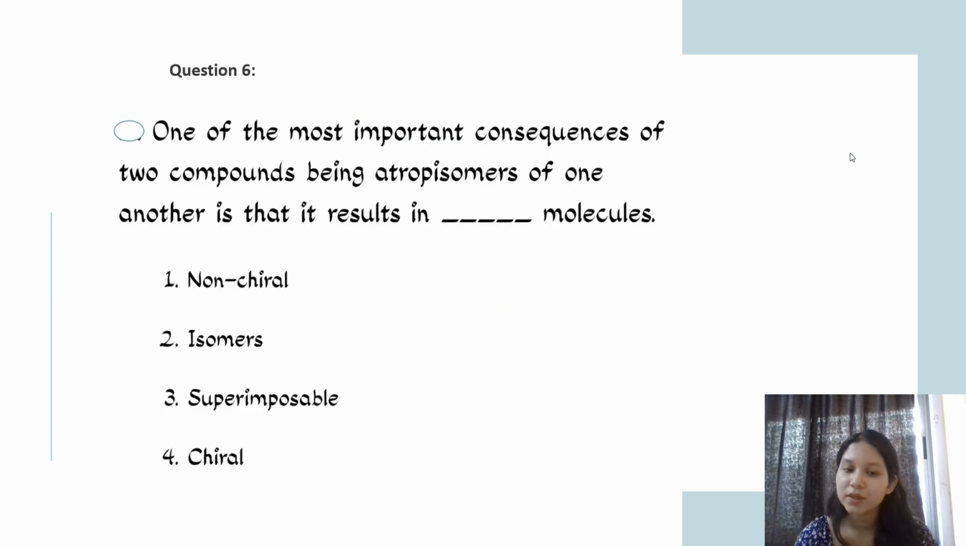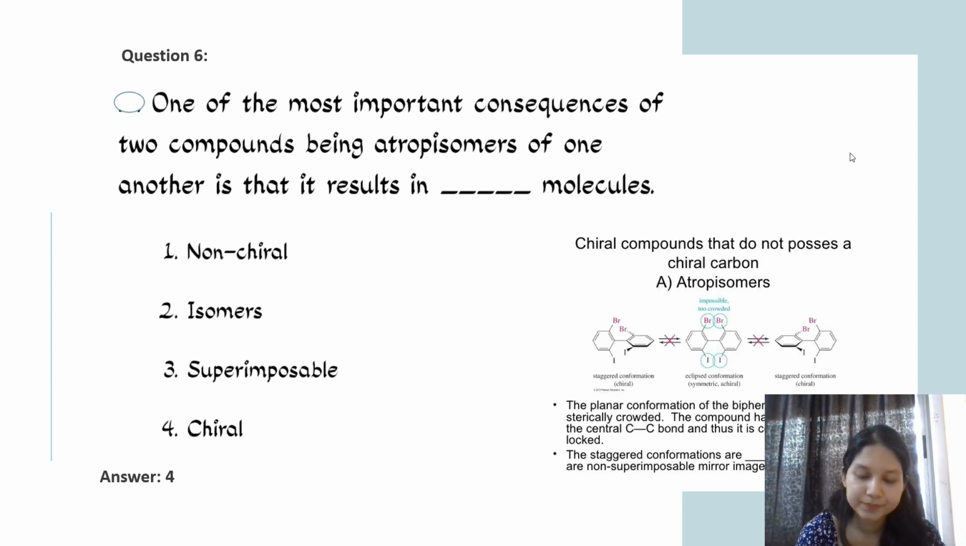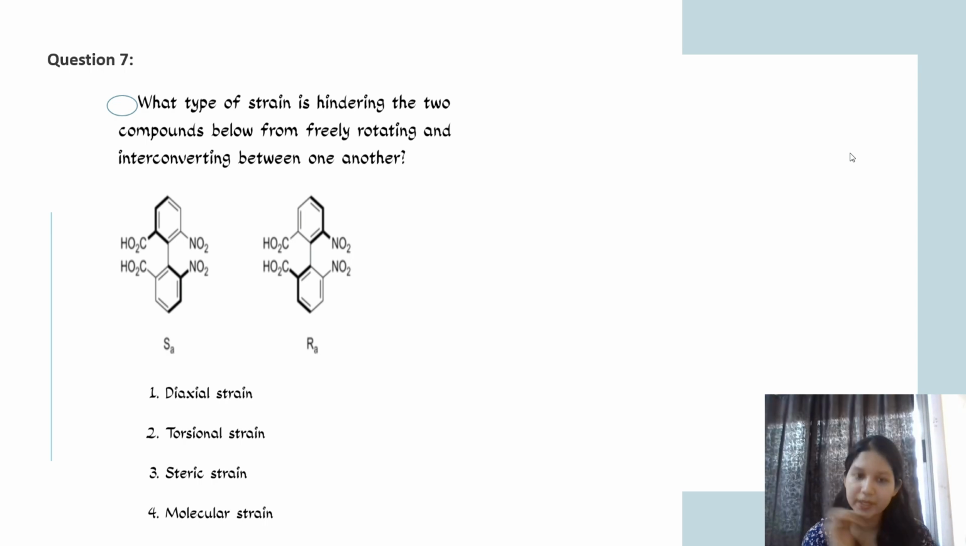In question 6, we talked about atropisomerism, where the most important consequence of 2 compounds being atropisomers of one another is that it results in chiral molecules. And we saw that steric strain hinders these 2 compounds from freely rotating and interconverting between one another. It is the steric strain that is hindering.